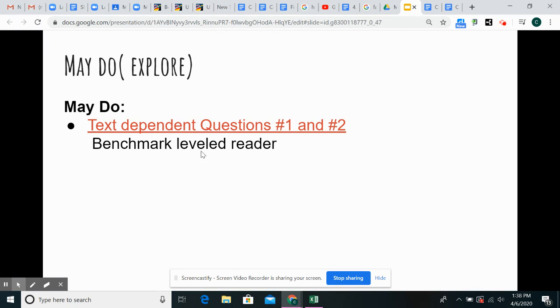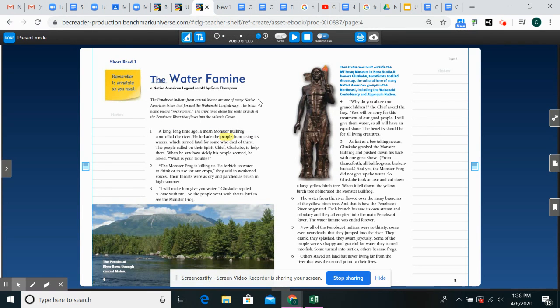Oh, by the way, benchmark leveled readers have all been assigned to you on Benchmark Universe. So if you do not want to do your text dependent questions, you can also just read a leveled reader instead. So once you have gone to Clever, gone to Benchmark Universe, pulled up your assignment and you've got your short read in front of you, it's a good idea to use these tools on the side to help you to underline important key details. I'm going to model paragraph 1 and paragraph 2.